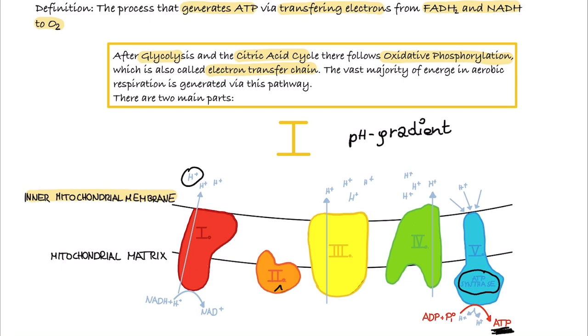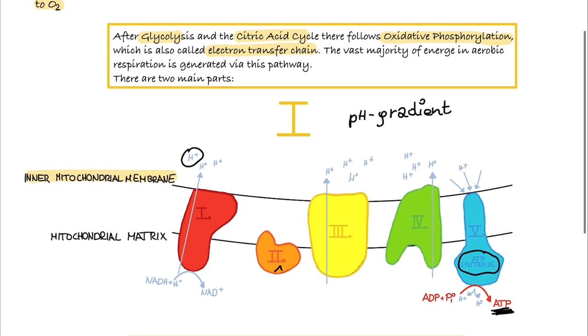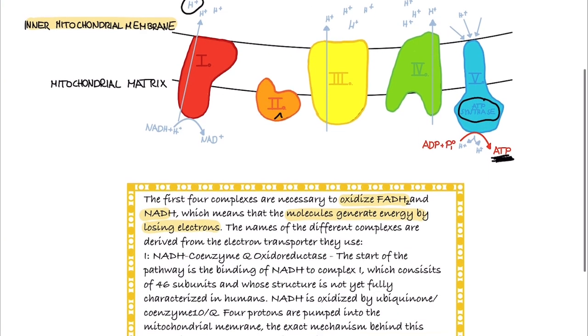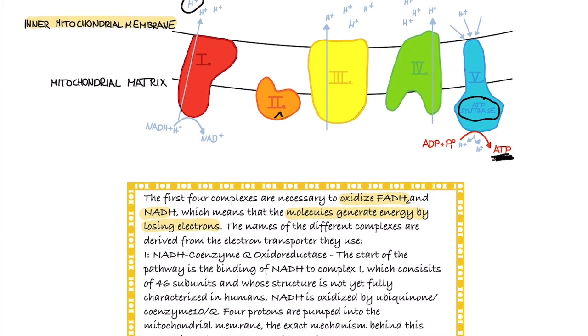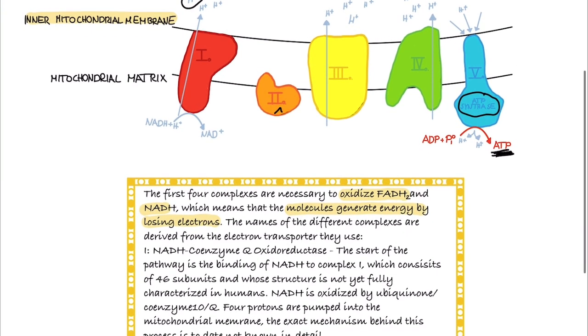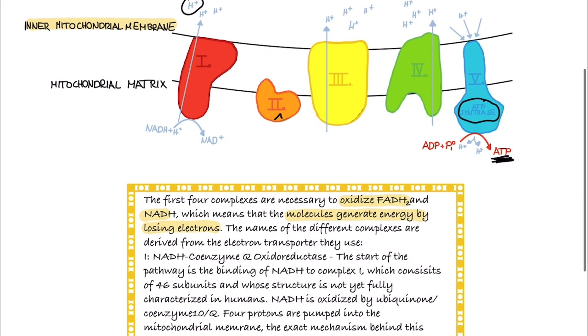For oxidative phosphorylation, we have two main parts. The first one is oxidizing FADH2 and NADH, which means that energy is generated by losing electrons. So now we've got complex names for different protein complexes. The first complex is the so-called NADH coenzyme Q oxidoreductase. This complex consists of 46 subunits and they're not all fully characterized in humans.